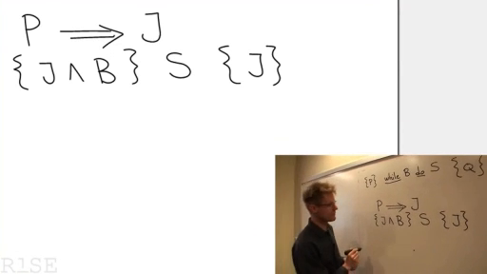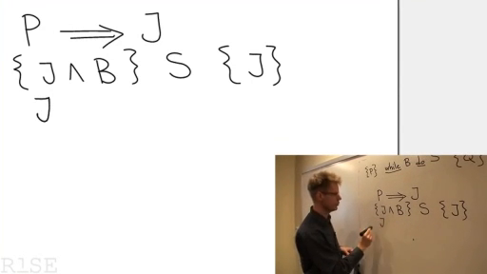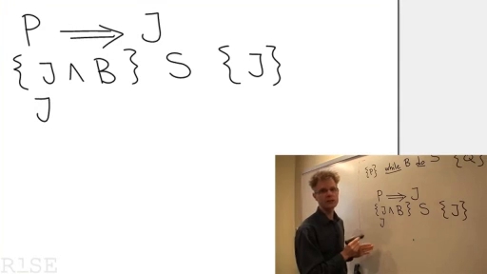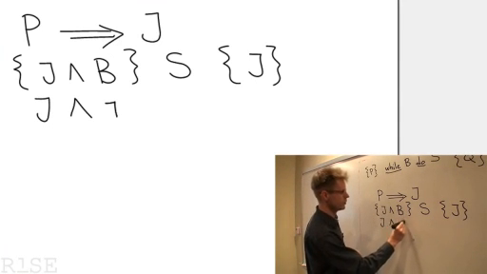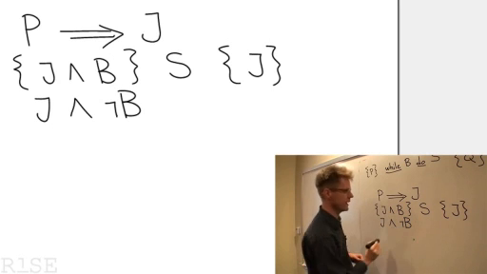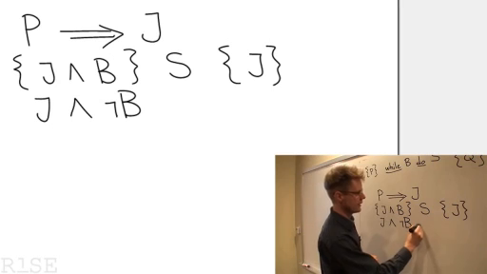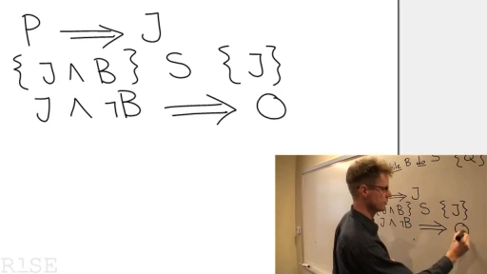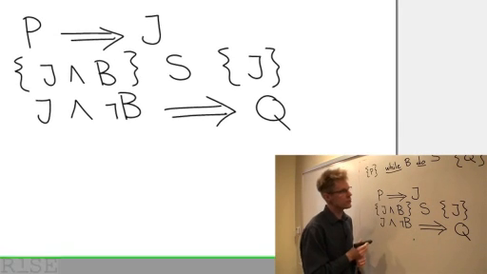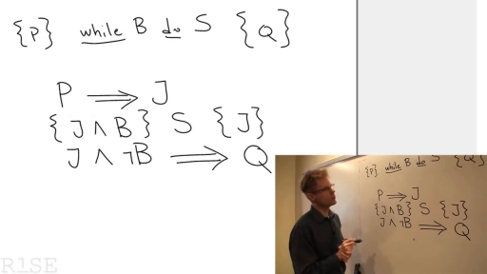And we need one more thing, and that is that if we start in a program state where the loop invariant holds, that is, we're at the beginning of a loop iteration, and where the loop guard does not hold, so we have not B, the negation of B, then we want that to be strong enough that Q will hold.